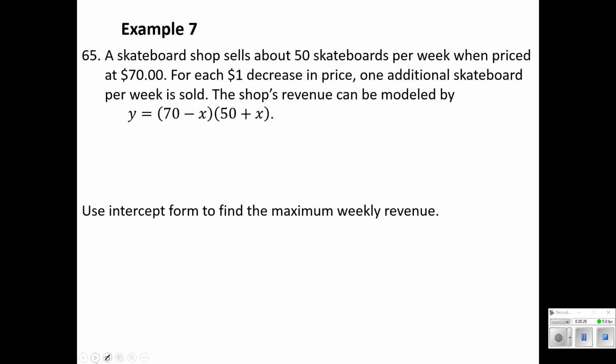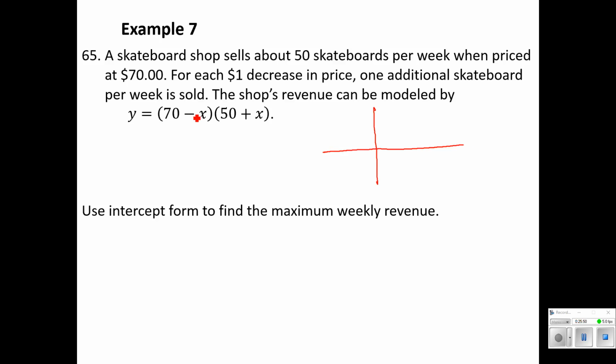All right, example 7, a skateboard shop sells about 50 skateboards per week when they're priced at $70 each. For each $1 decrease in price, one additional skateboard per week is sold. Shop's revenue can then be modeled by this function in intercept form. All right, and let's just kind of take a look at what that means.